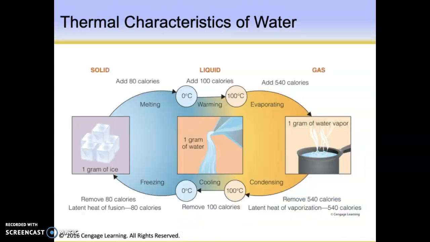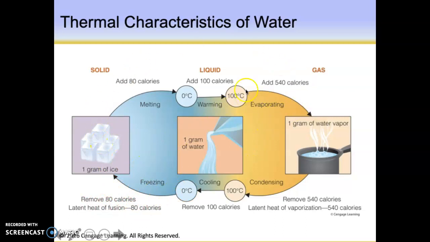So there's this wonderful diagram in your book that kind of shows you how this works. You take your ice, you add the calories, you get the ice to turn into water. You have to add a bunch more calories to get it up to 100 degrees centigrade. And then you add a whole bunch more calories in order to turn it into vapor. And when it condenses, it releases the heat. When the water cools down, it releases more heat. And when it turns into ice, it releases even more heat.